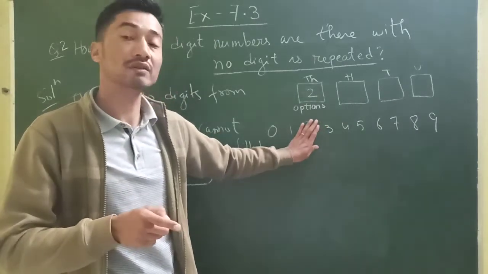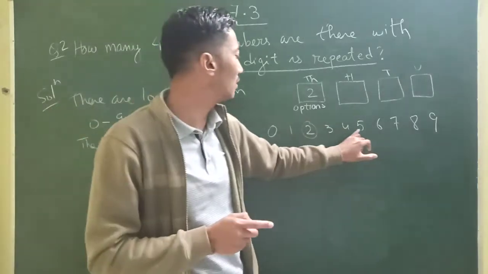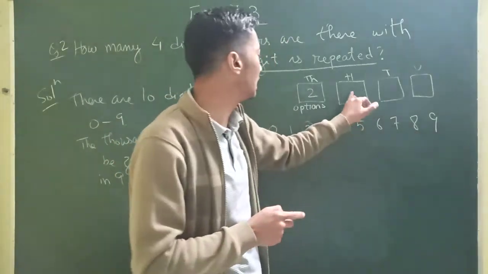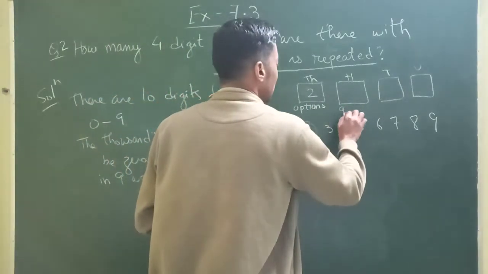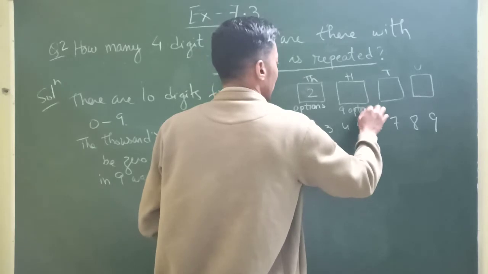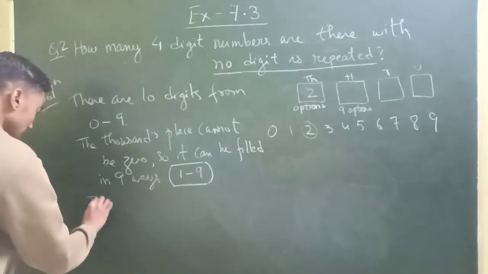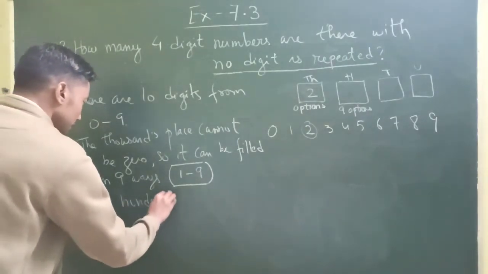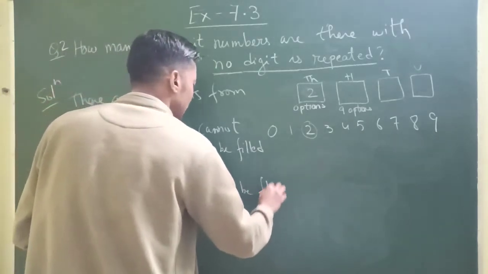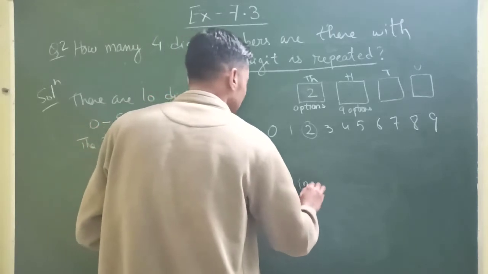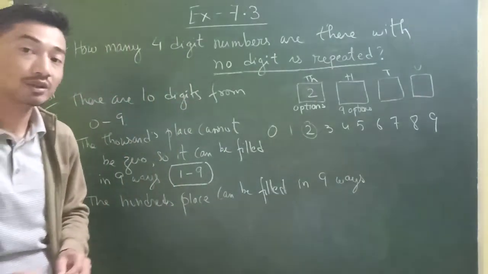So maybe I have used, let's say, 2. In that case, how many digits are left with me now? 1, 2, 3, 4, 5, 6, 7, 8, 9. That means in the hundreds place, I have 9 options. I can use any one of the 9 options. So the hundreds place can be filled in 9 ways.